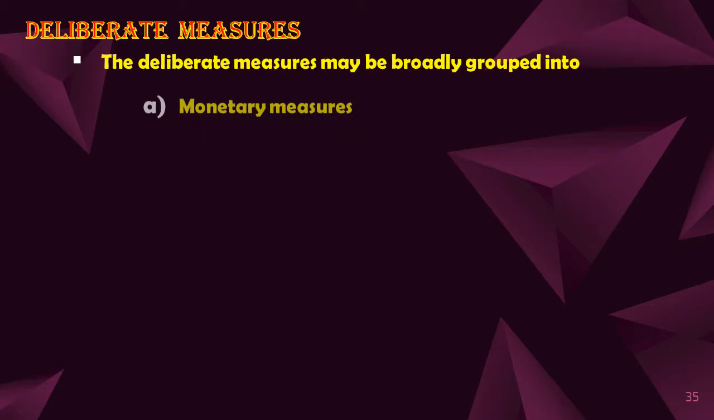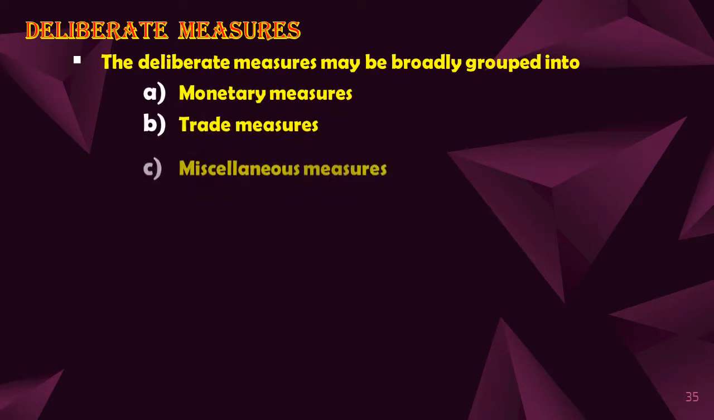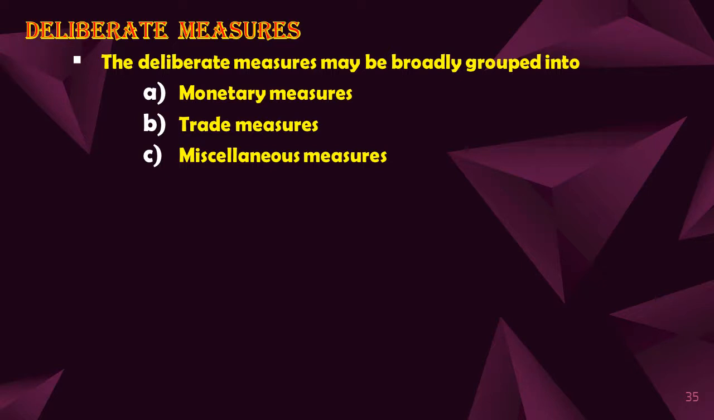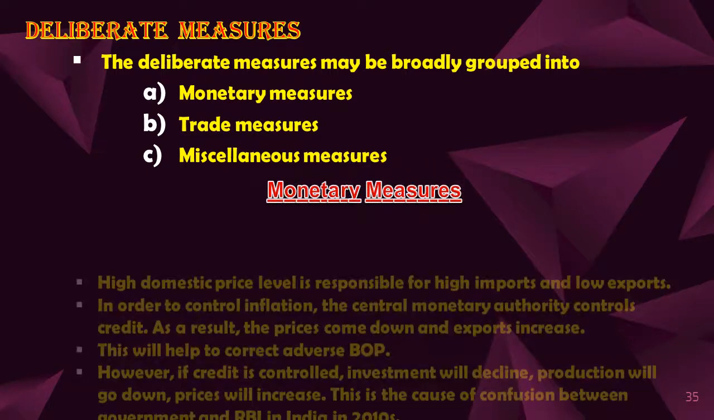We have seen the automatic correction of the BOP disequilibrium. Let us now see the deliberate measures that have to be taken in order to correct the BOP disequilibrium. These corrections can be grouped into three: monetary measures, trade measures and miscellaneous measures. What are these monetary measures?